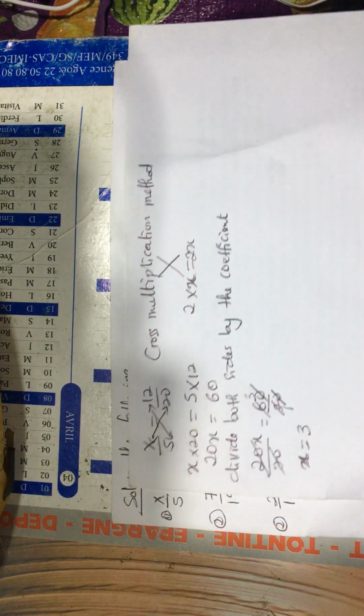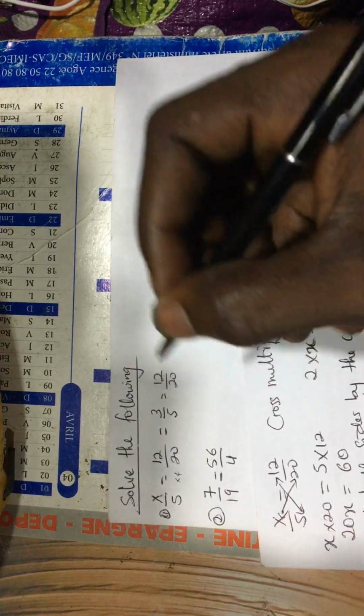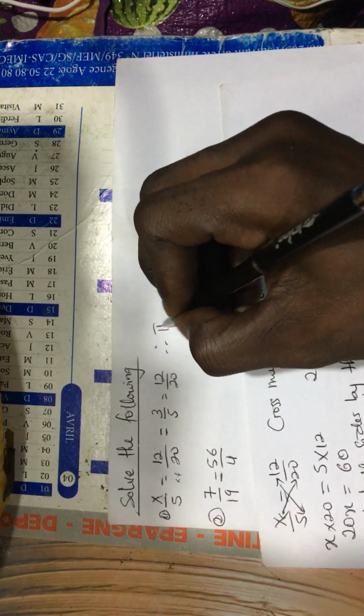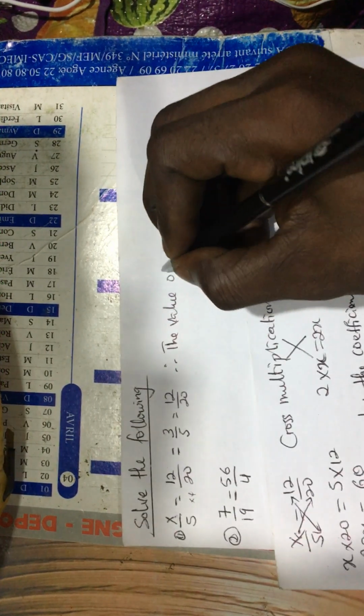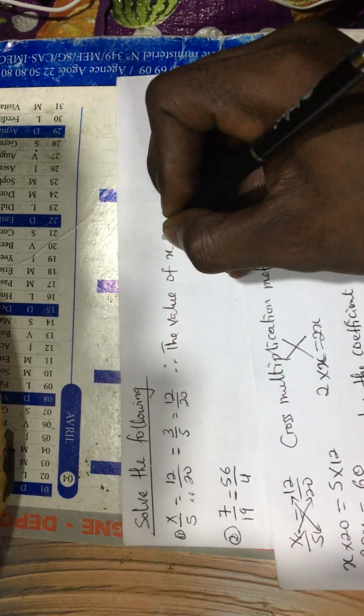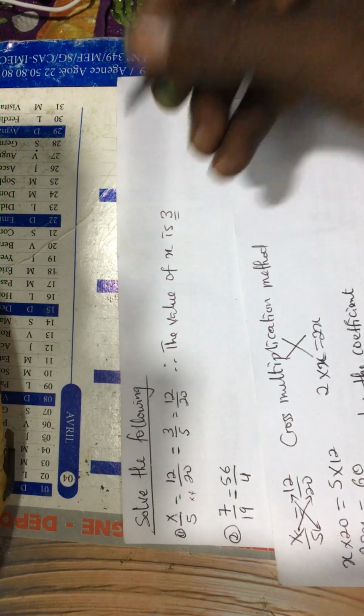So you can see that all of them are the same number. Therefore, the value of x is 3.